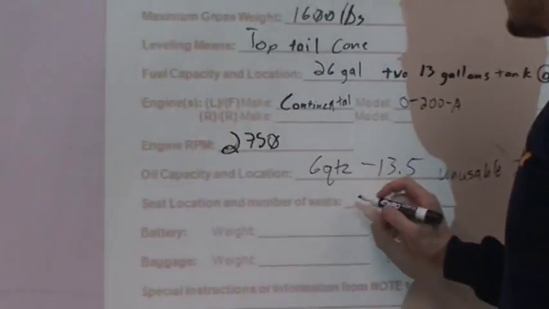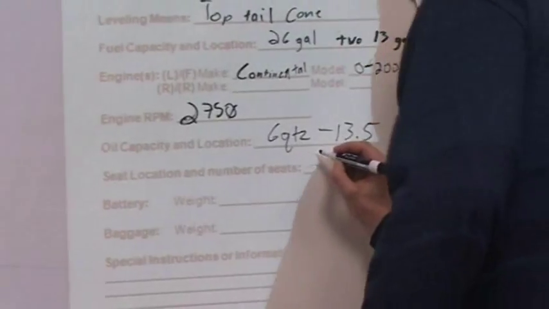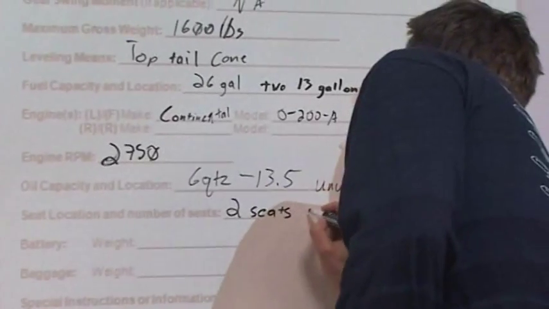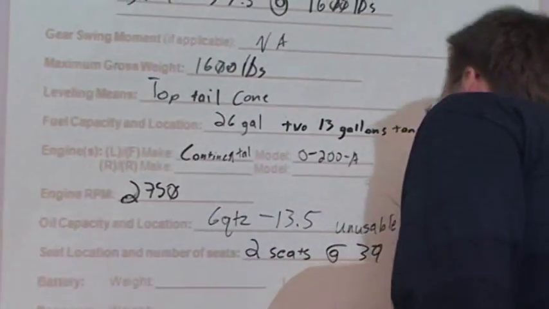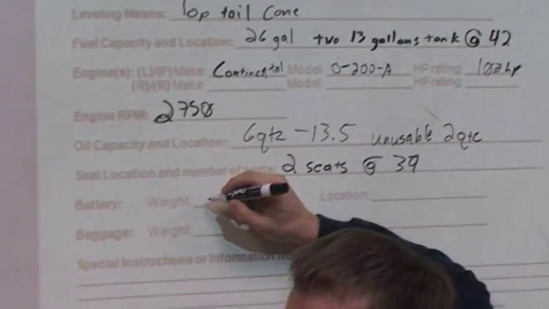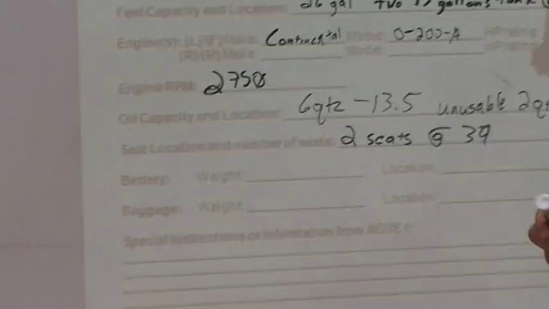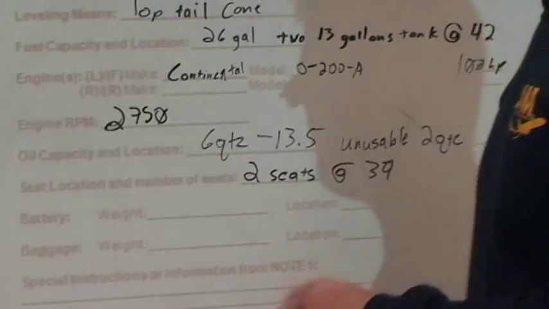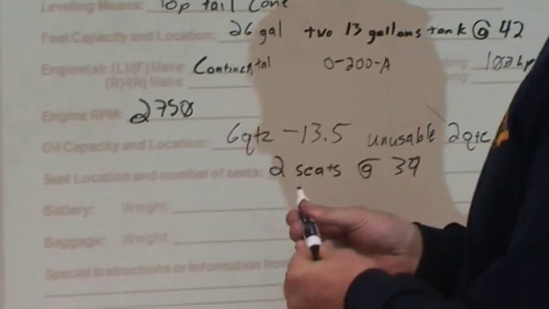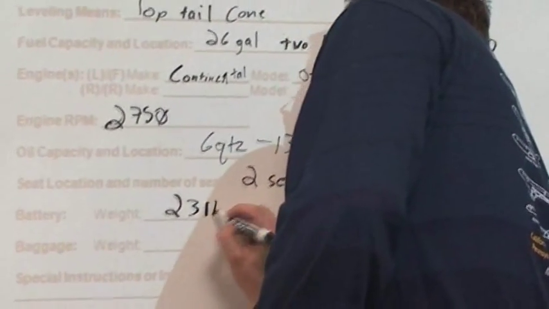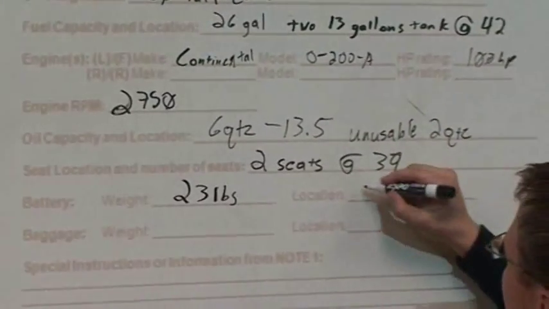Now the seat location and number of seats. There are 2 seats at 39, right? Yes. And the battery. Now, we got all this from our TCDS. However, the battery and the baggage we're going to have to get from our equipment list, which we also have. So, Kristen, what do you have? For the battery, we have 23 pounds at minus 4.5.